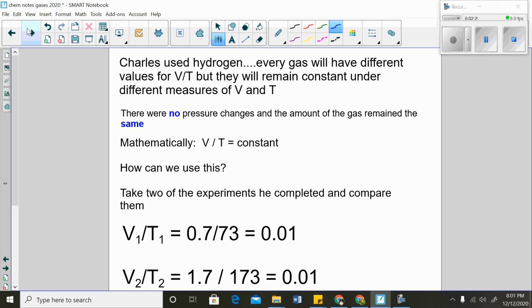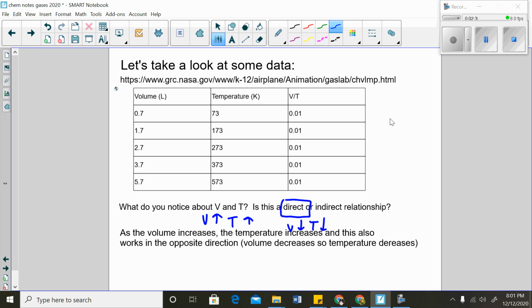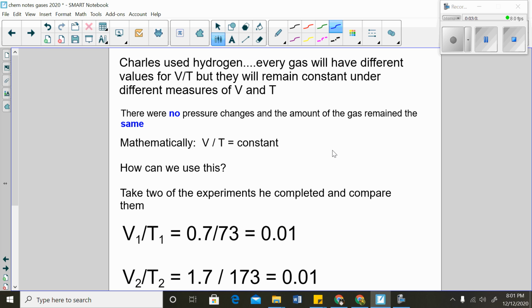All right, so Charles used hydrogen, and every gas could be used in these types of experiments. But now what you should notice is this last column. Similar to Boyle, he not only took this data, but he started to manipulate it. He looked at some different mathematical relationships. In Charles' case, he took the volume and divided it by the temperature. And look what happened when he did that. Again, he used hydrogen, but you can use any gas that you'd like.